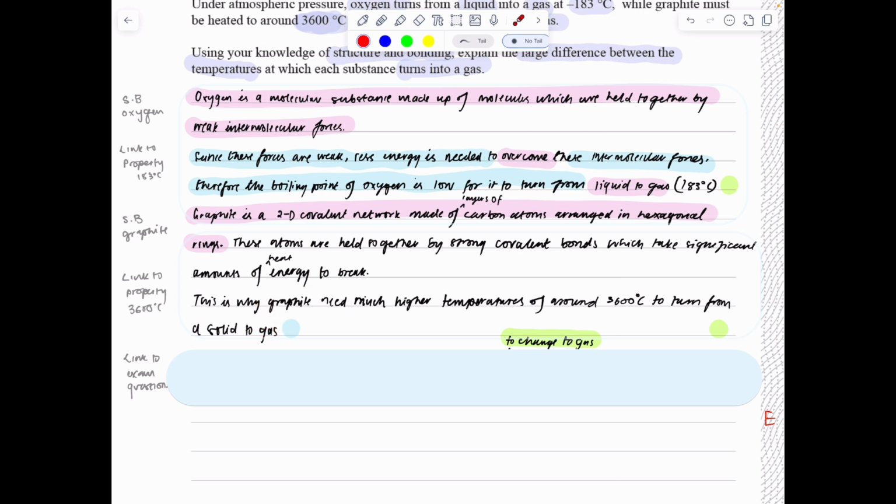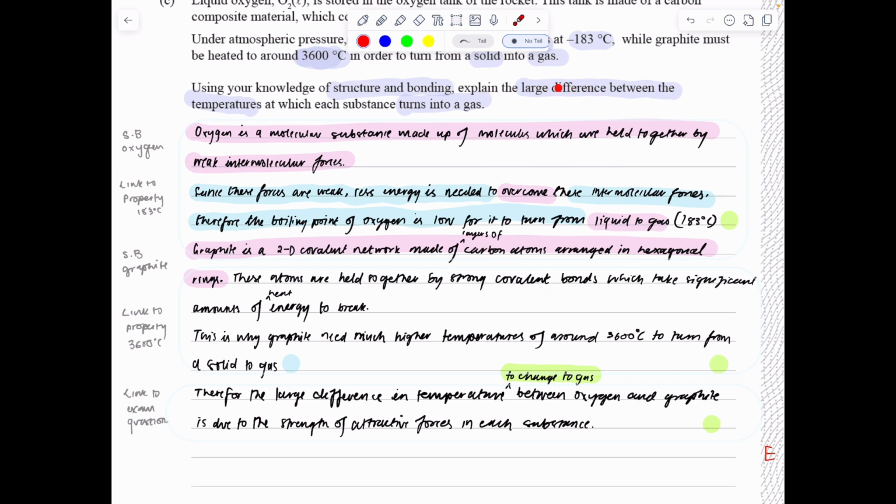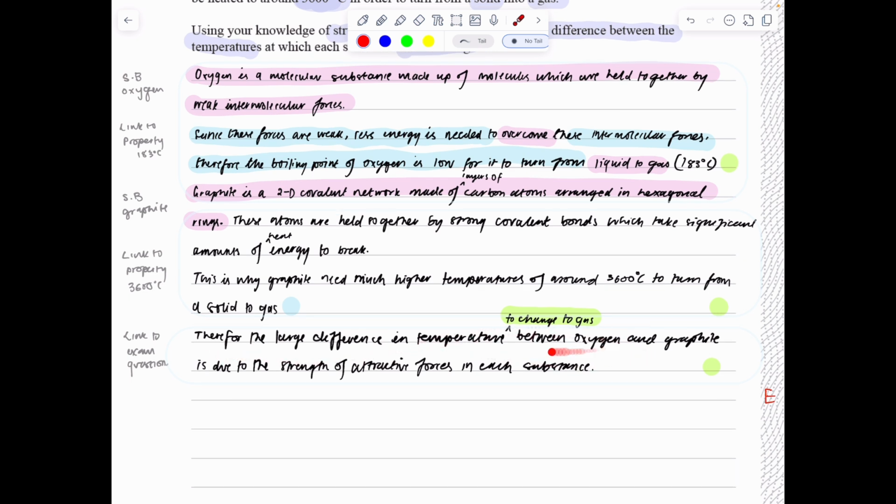So, to get merit, you need to talk about the forces required to break the bonds for one thing. It could be for either oxygen or graphite. These are the achieved sections here, and these are worth achieved points. And then finally, it's important to link back to the exam question. The last part of the question is asking us why there's a large difference between the temperatures, and I'm answering that here just to wrap things up.